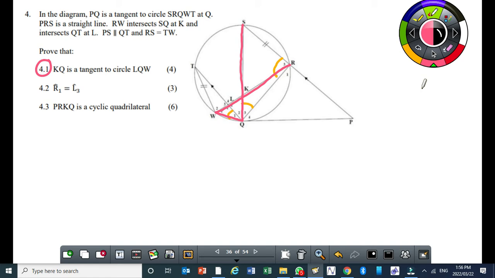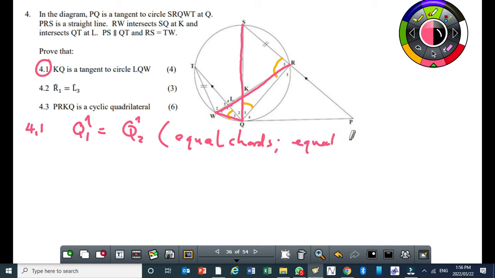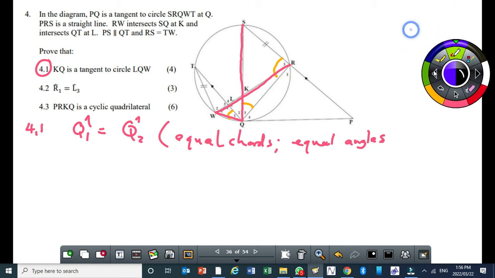So I'm going to start by saying this is 4.1. So first thing I'll say Q1 is equal to Q3. And my reason is going to be equal chords, equal angles. All right? Are you following that? Now, we also have another butterfly, but I'm not sure. Here you might have to see it properly.